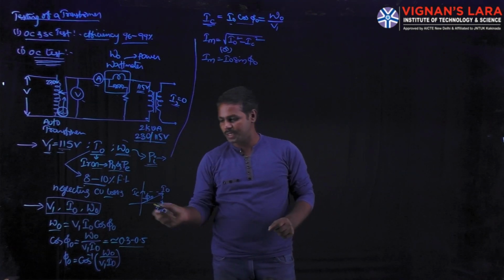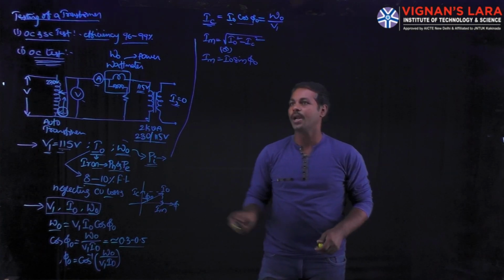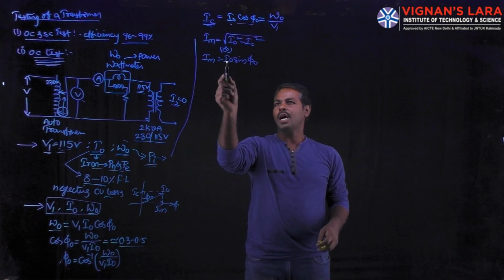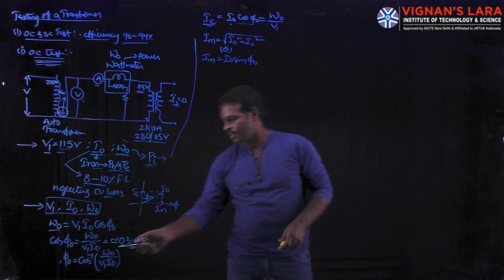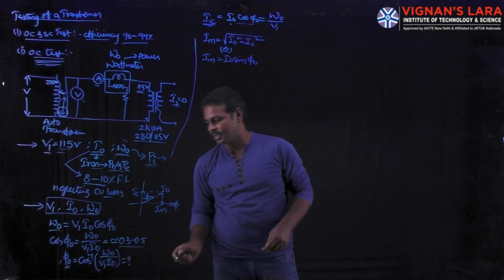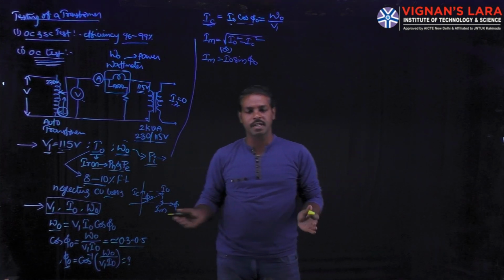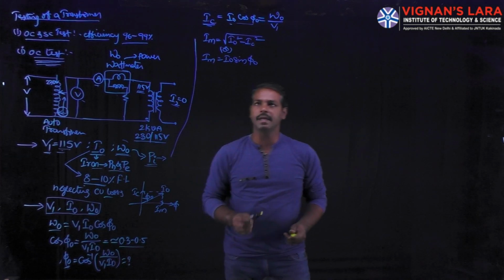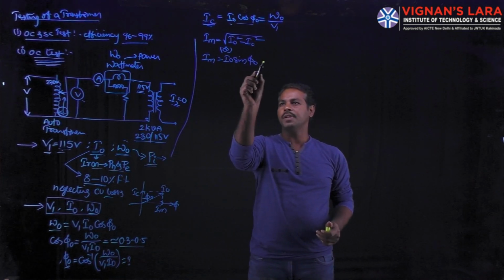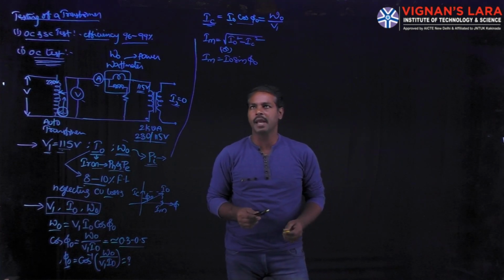The magnetizing current is always in phase with the flux component. So IM is equal to I naught into sin phi naught. From the diagram, phi naught is either 76 degrees or 75 degrees, and it varies between 70 and 80 degrees. So sin of 70 to 80 degrees is multiplied with I naught, and finally we get the magnetizing component.